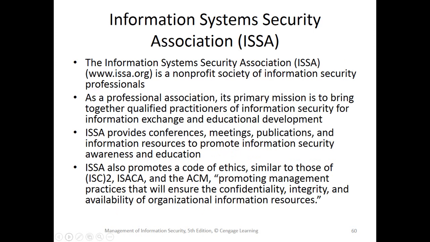ISSA, the Information Systems Security Association, is basically a non-profit society of information security professionals. As a professional association, its primary mission is to bring together qualified practitioners of information security for information exchange and educational development. ISSA provides conferences, meetings, publications, and information resources to promote information security awareness and education. It also promotes a code of ethics similar to that of ISC Squared, ISACA, and the ACM, basically promoting management practices that will ensure the confidentiality, integrity, and availability of organizational information resources.